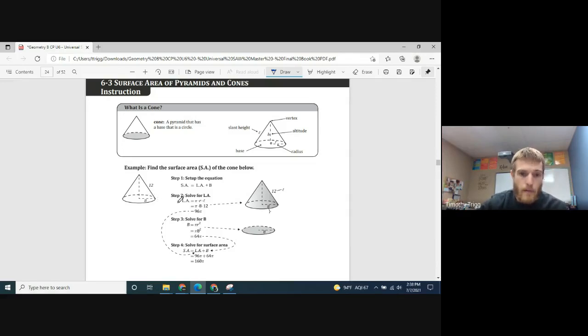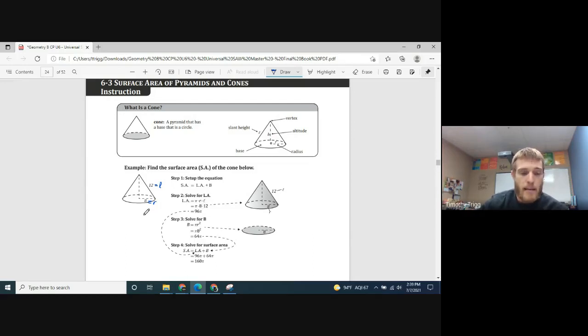The way you find the lateral area for this guy is pi times the radius times the slant length. That's the formula for the lateral area of a cone. So in our case, that's pi times the radius, that's 8, times the slant length, that's 12. So our slant length here is 12, and 8 is our radius. So our lateral area, pi times 8 times 12, is 96 pi.